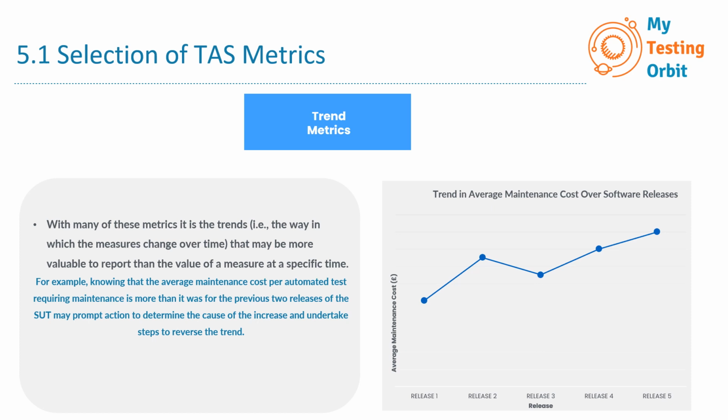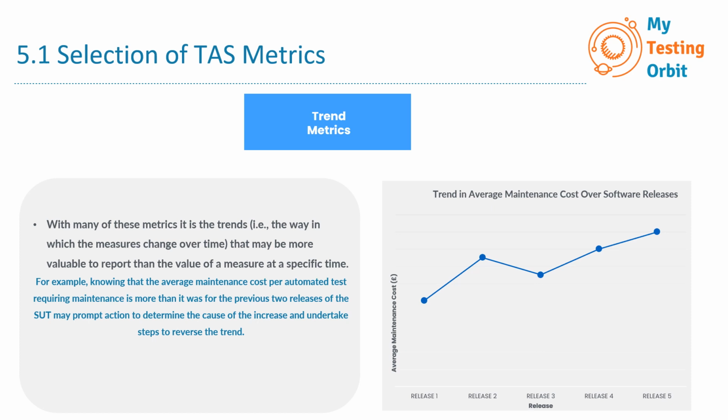So over here, you will see that the average maintenance cost is shown for different releases. For release 1, it's quite low. Then for release 2, it's really high. Then release 3 is slightly low. And then we can see an upward trend.